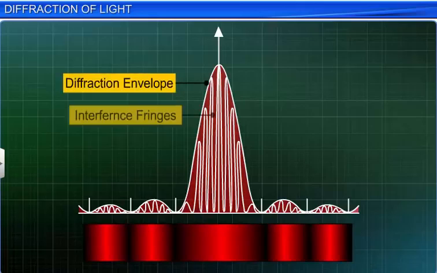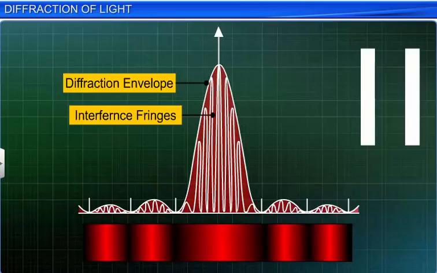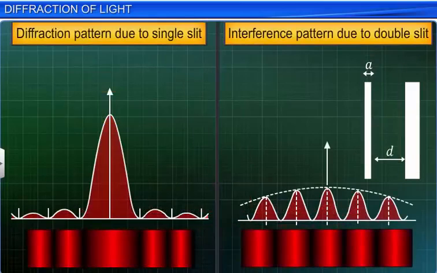The diffraction pattern acts as an envelope and controls the regularly spaced interference pattern. The number of interference fringes occurring in the broad diffraction peak depends on the ratio d by a, where d is the slit separation and a is the width of each slit. As the value of a decreases, the diffraction pattern becomes flat and we observe a normal interference pattern.